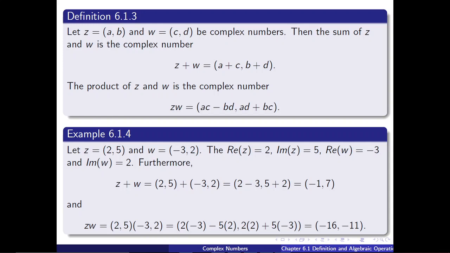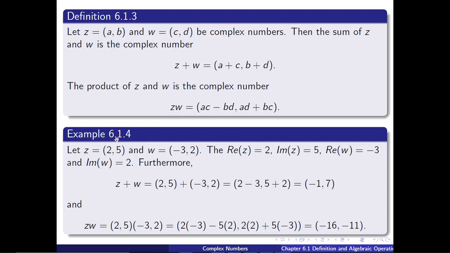6.1.3, and it says if you have got z and w, then the sum of z and w is the complex number z plus w, where we add the real parts and then the imaginary parts like that, and the product of two complex numbers is of this form: zw becomes (ac minus bd, ad plus bc), like that.